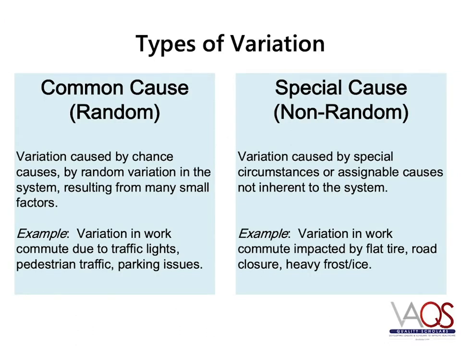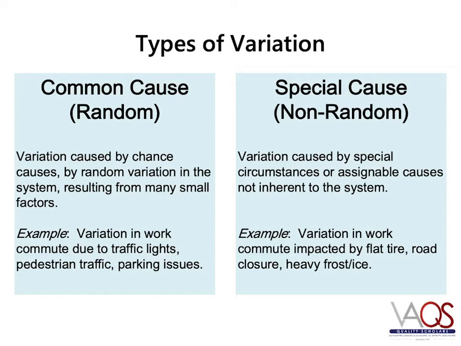There are two types of variation that we look for in healthcare improvement: common cause variation and special cause variation. Common cause variation is the random variation that happens by chance alone. This variation does not represent a statistically significant change. In statistical process control, common cause variation means that system performance is predictable.